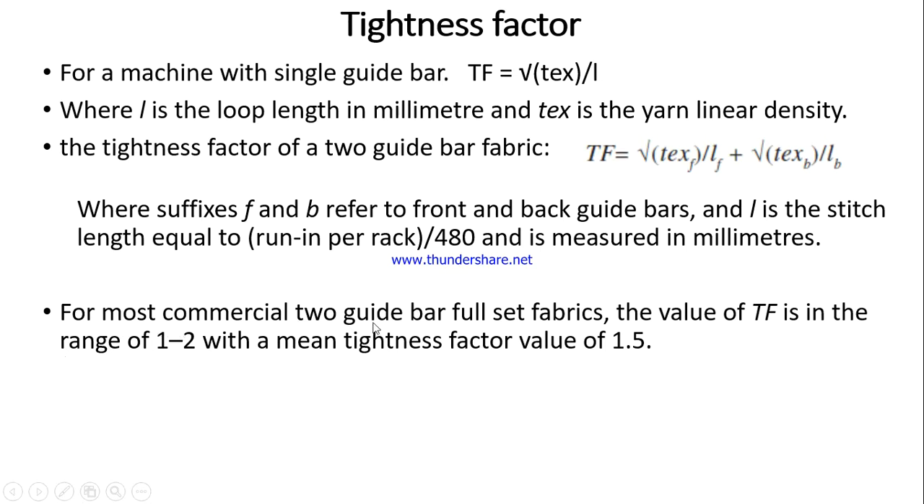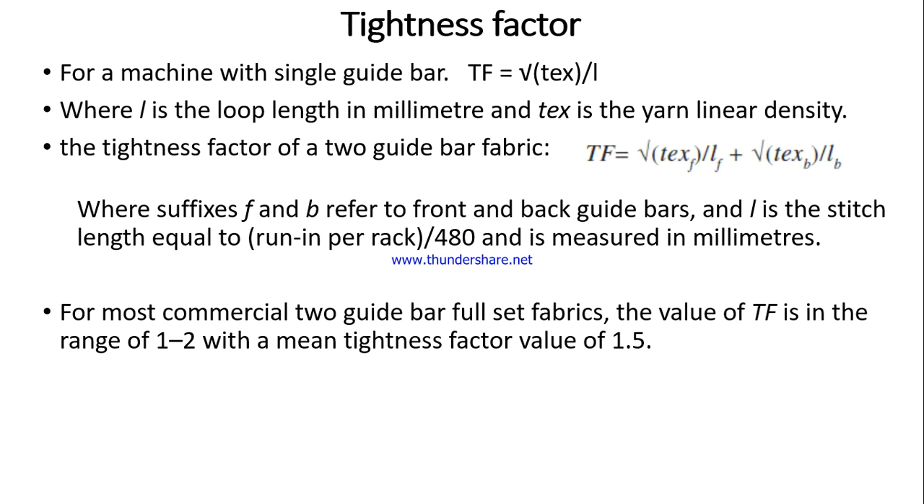For most commercial 2 guide bar full set fabric, the value of tightness factor is in the range of 1.1 to 2, while the mean tightness factor value is 1.5. So this is the typical value of the tightness factor of commercial warp knitted structure. So if your value is coming within this range, then your answer is correct. Otherwise, your answer is not correct. So you can now assume or imagine the value.